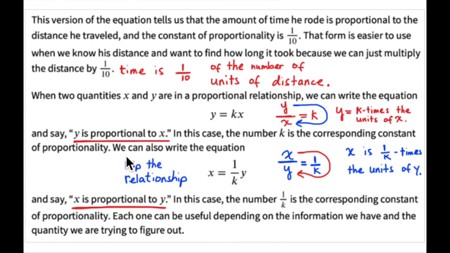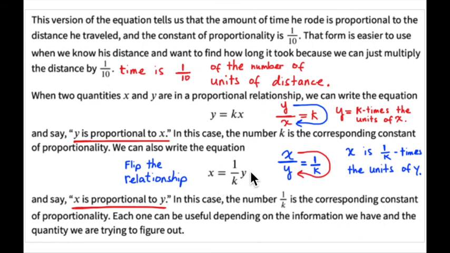The authors also talk about, if it's written this way, y equals kx, then y is proportional to x. So if distance is equal to 10 times the amount of time, distance is proportional to the amount of time. You're given a certain amount of time, and you go a certain amount of distance that's proportional. You're multiplying by the same value to get each of these. And x is proportional to y if you go the other way.